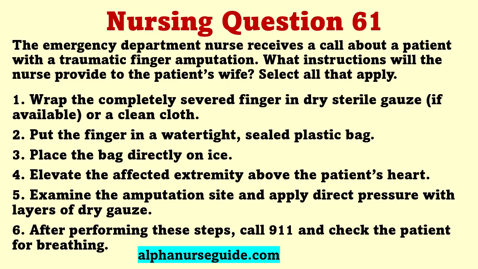Rationale: for a person who has a traumatic amputation in the community, first call 911 and then assess the patient for airway or breathing problems. Examine the amputation site and apply direct pressure with layers of dry gauze or cloth. Elevate the extremity above the patient's heart to decrease the bleeding. Do not remove the dressing to prevent dislodging the clot.